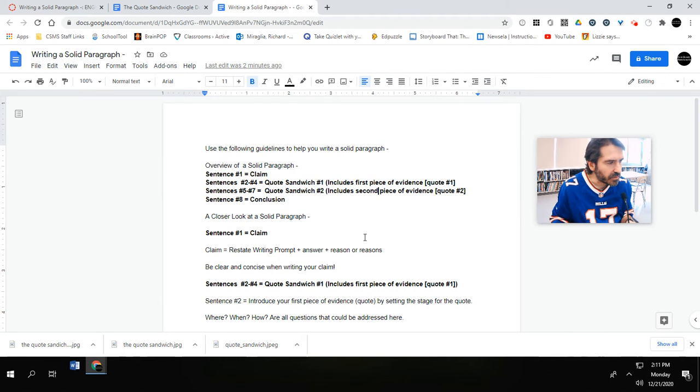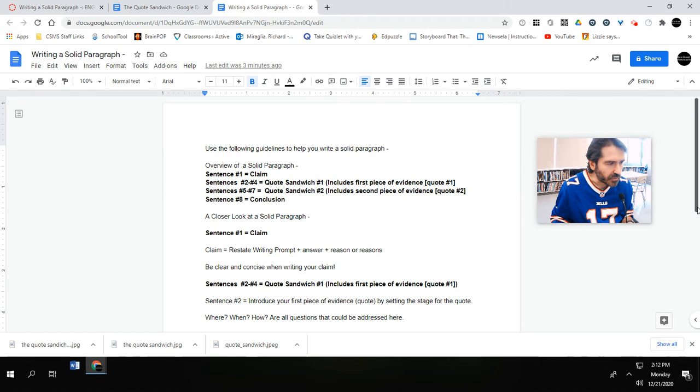Okay, so now a closer look at a solid paragraph. Sentence 1 is the claim. Remember, when you are writing a claim, you need to restate the prompt. If you do this, you will have title, author, and genre tag. You have an answer to that, and then you give a reason or reasons. You don't go into any detail. It's clear and concise.